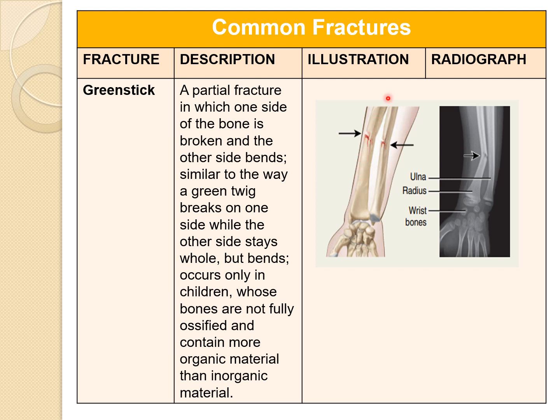This is the complete bone. Here one side is broken and there is a bend at the other side, similar to the way a green twig breaks on one side while the other side stays whole but bends. It occurs only in children, whose bones are not fully ossified and contain more organic material than inorganic material.